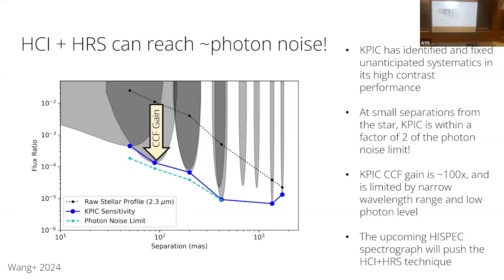Yes, we could, but it goes as the square root of t, right? And we're already talking about 4 hours of integration time here. So if you want another factor of 2, you need to go 4 times longer. So that's 16 hours. So yes, we can do it, but it's very inefficient. So probably waiting for HISPEC is a better way to push for it.